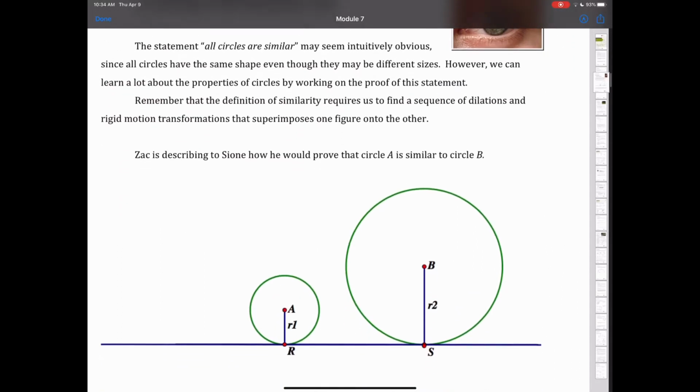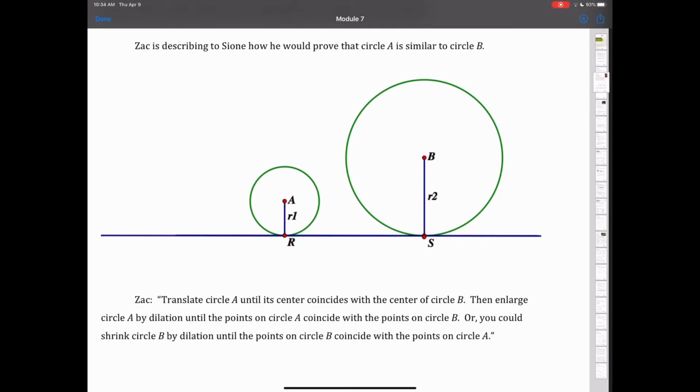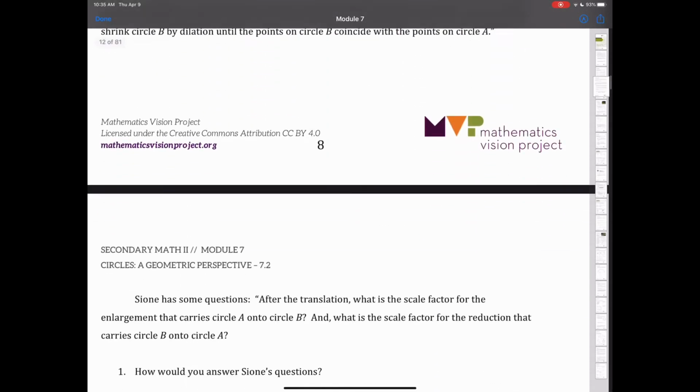Zach is describing to Sion how he would prove that circle A is similar to circle B. Zach says, translate circle A until its center coincides with the center of circle B. Then enlarge circle A by dilation until the points on circle A coincide with the points on circle B. Or you could shrink circle B by dilation until the points on circle B coincide with the points on circle A. Okay, so that seems to make sense, right?